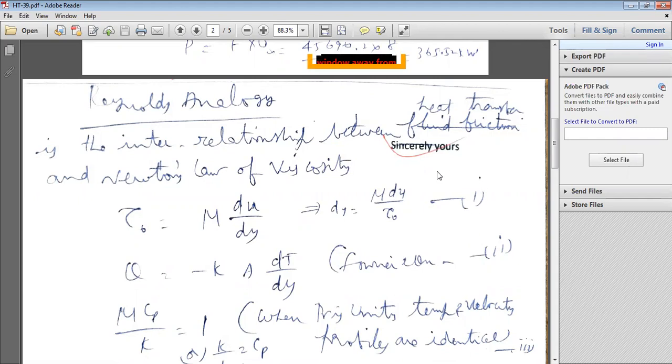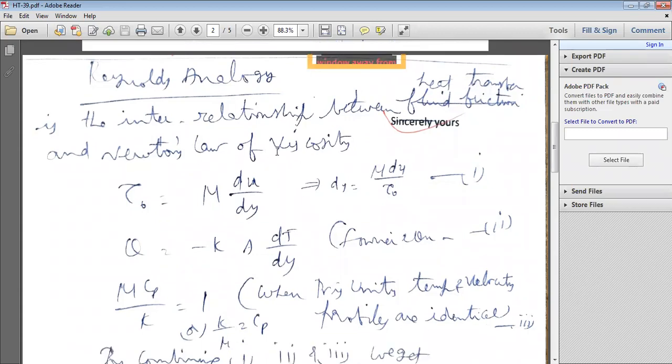Reynolds analogy in convection, or in heat transfer, is the interrelationship between heat transfer and Newton's law of viscosity. What is Newton's law of viscosity? Shear stress tau is equal to mu into du by dy, where tau is the shear stress, mu is the dynamic viscosity, and du by dy is the variation of velocity with respect to the y direction.